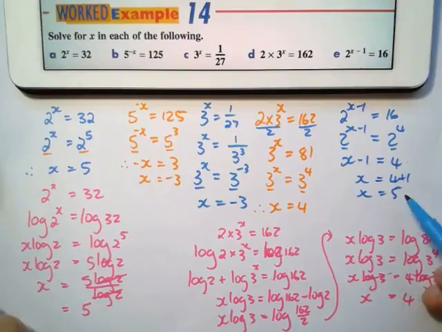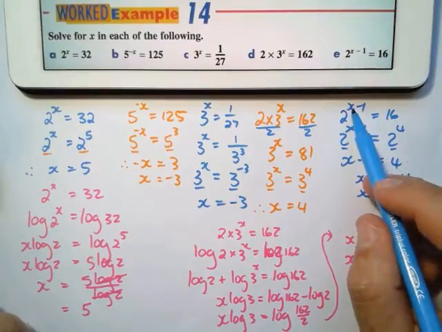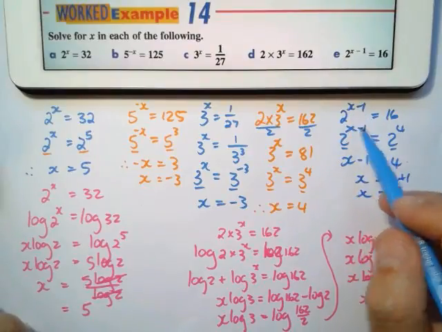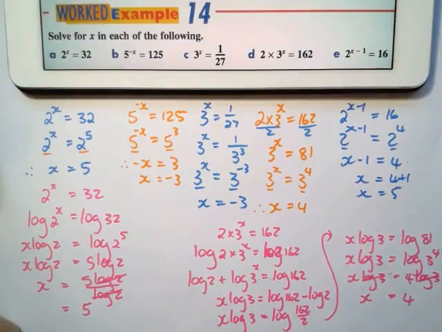Just maybe check your answer every now and again. If I put 5 in there, 5 take 1 is 4, 2 to the power 4 is 16, bada bing, bada bang.